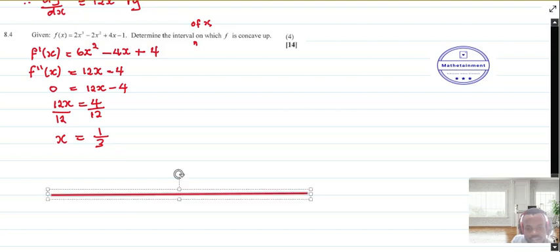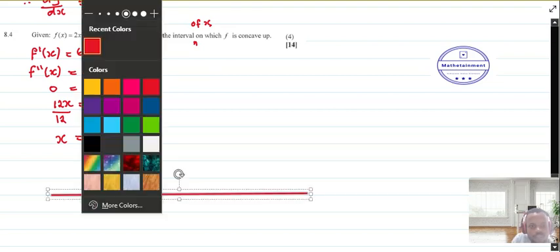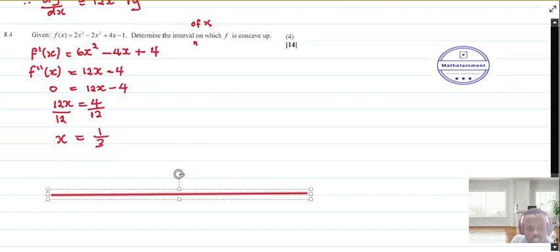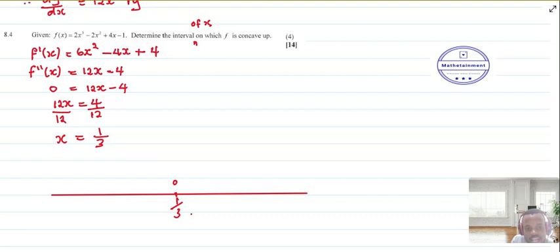This is the real line. On the real line, what you know is that here we have 1 over 3. X is equal to 1 over 3 here. This is the point where x is equal to 1 over 3. And on this side, x is greater than 1 over 3. On the other side, x is less than 1 over 3.